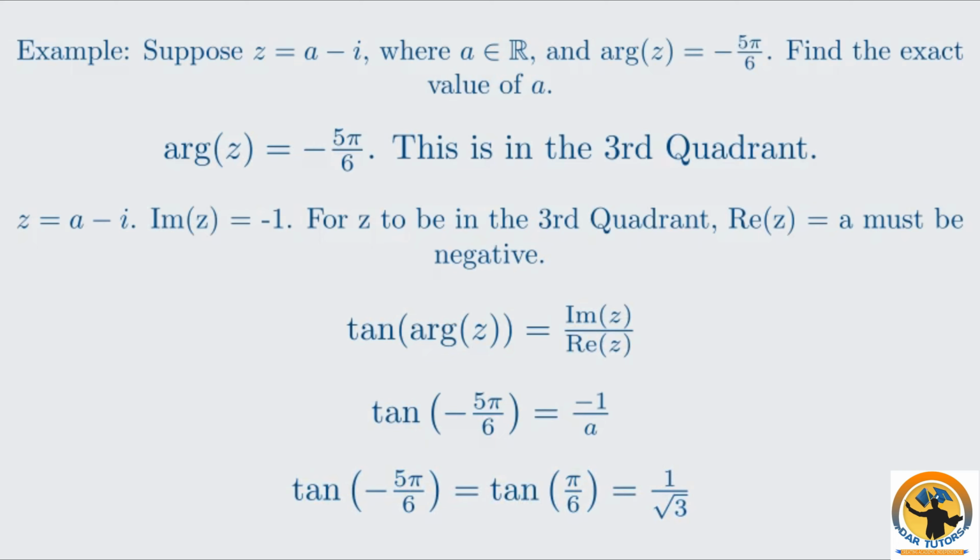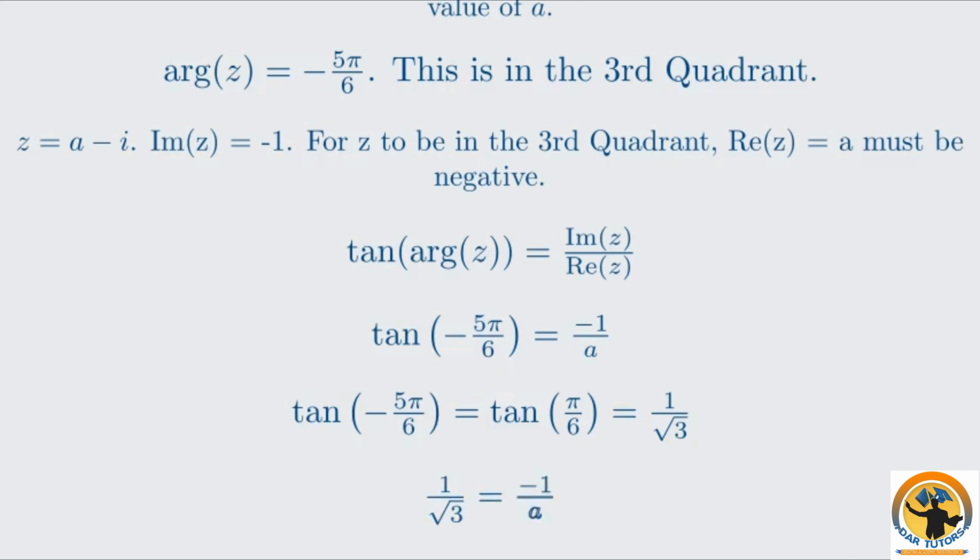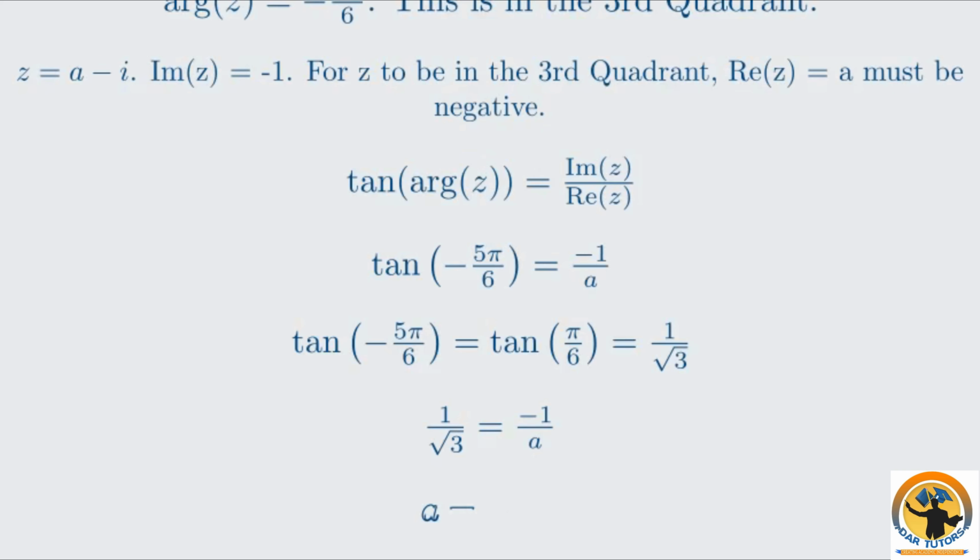We can now set up our equation. We have 1 over root 3 equals negative 1 over a. Solving for a, we get a equals negative root 3. This matches our expectation that a must be negative. So the exact value of a is negative root 3. This example shows the importance of combining algebraic and geometric reasoning.